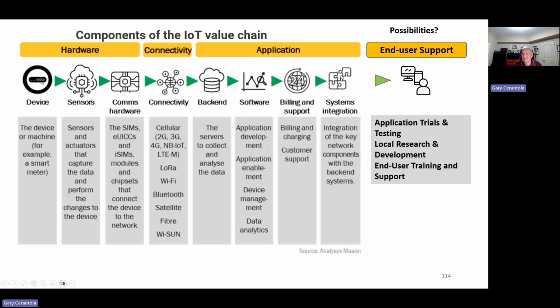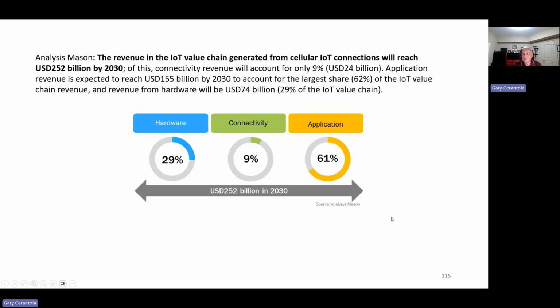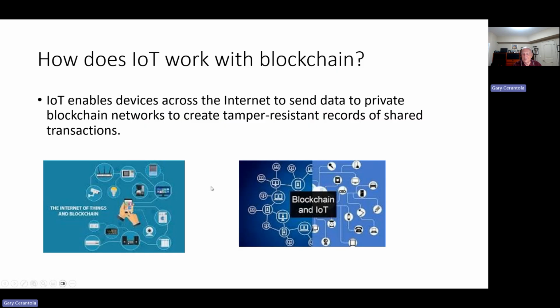But the whole piece here is that you start from that in terms of the Internet of Things value chain, the device all the way through to how does that support the end user. So there's applications and trials, testing, local research development, end user training and support to be able to make this work. Okay, and here's sort of the distribution of the hardware, the connectivity, and the applications you can see, and this is growing by leaps and bounds.